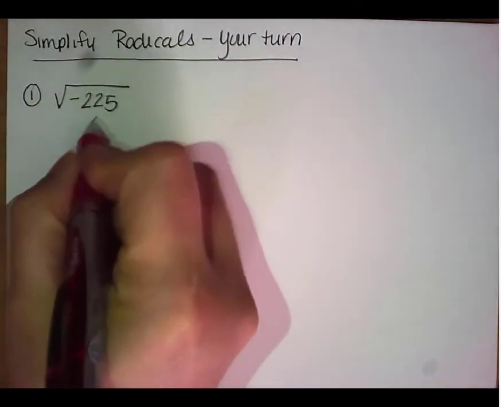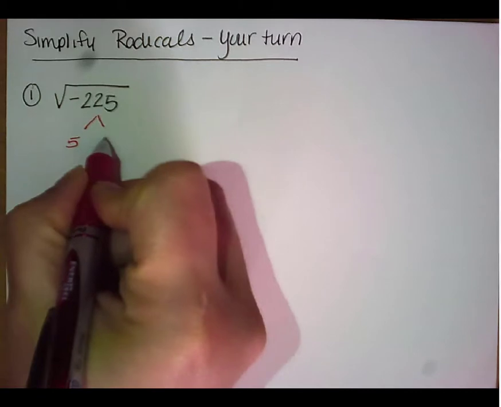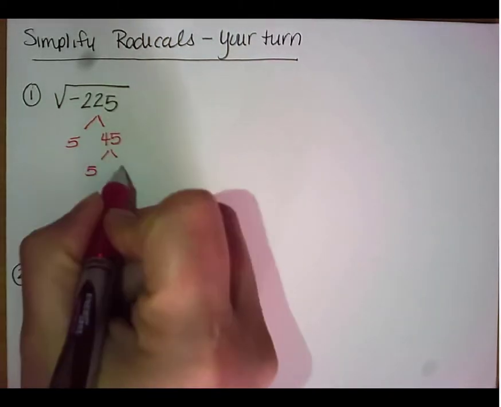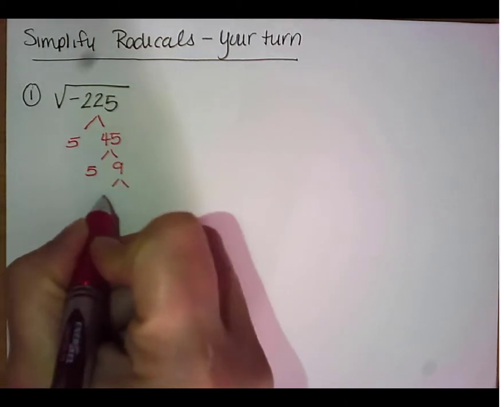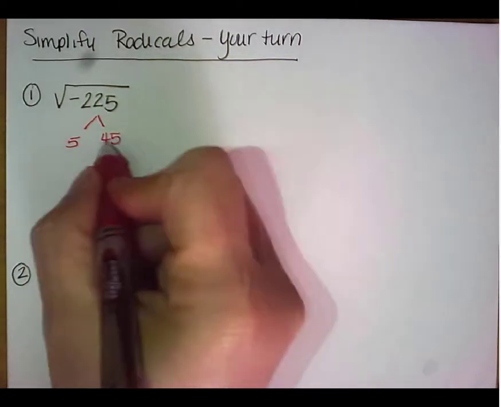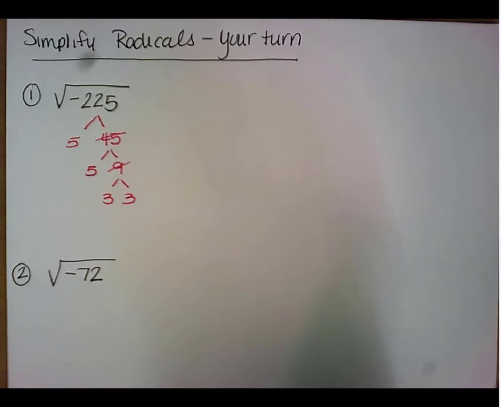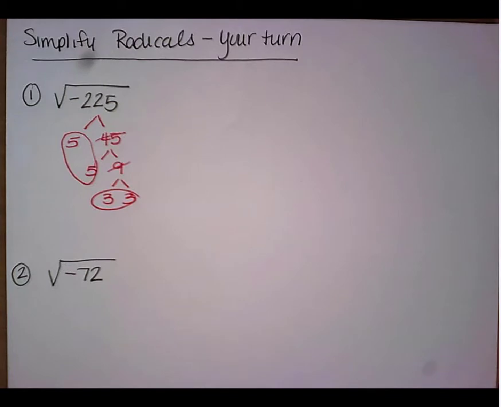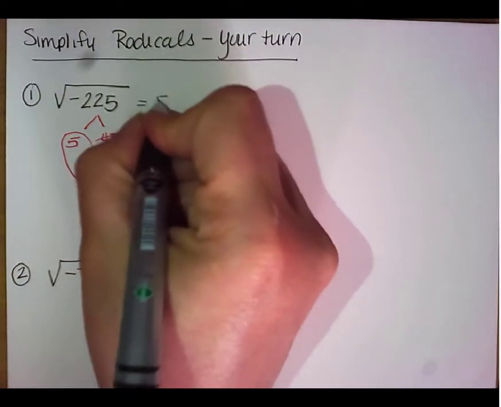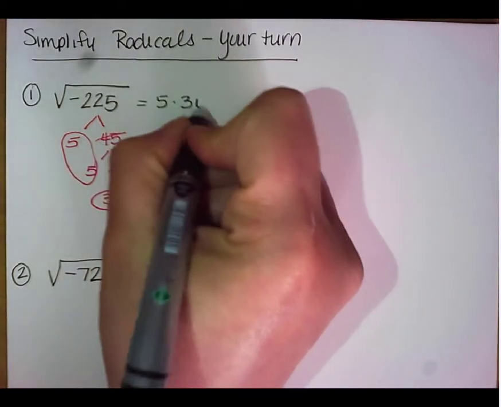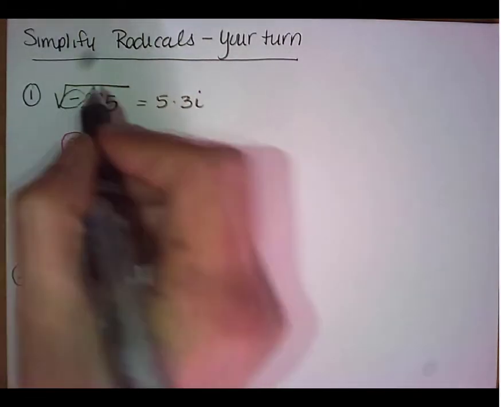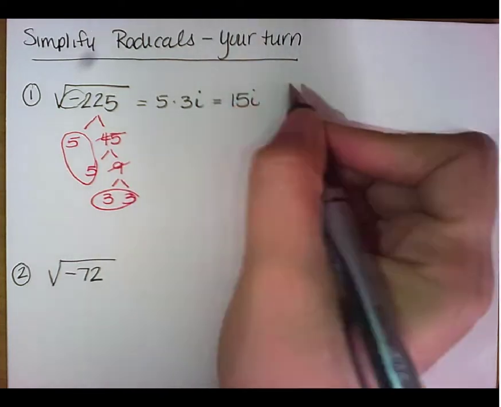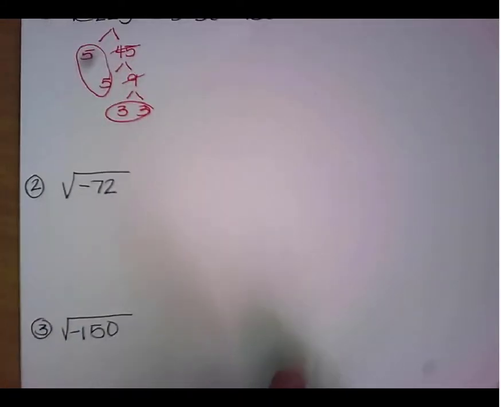So we could start by going, well, this is 5 times 45. 45 is 5 times 9, and then 9 is 3 times 3, so we've got those two we're going to mark out, and we have a pair of 5s and a pair of 3s, so we're going to pull out a 5 and a 3, and also an i, since we do have a negative here underneath our square root, so this ends up being 15i.